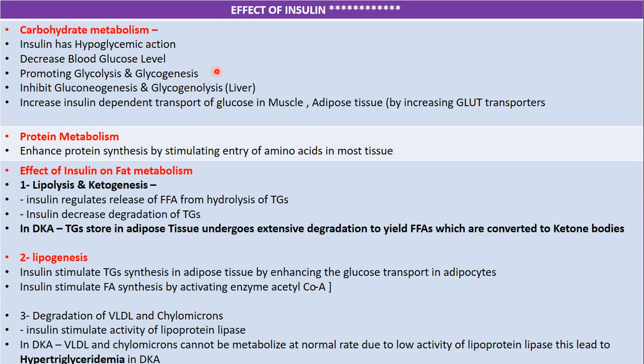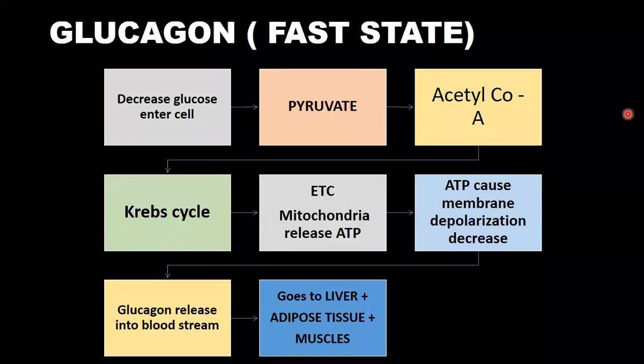For carbohydrate metabolism, we need to promote glycolysis and glycogenesis. For fat metabolism, we talk about lipolysis, ketogenesis, and lipogenesis. And ultimately, hypertriglyceridemia leads to a condition for which we are talking since long, that is diabetic ketoacidosis. Coming to our another slide, that is glucagon, which we already see works in the fasting state. So the process is similar. There is decreased glucose entry into the cell because we are in a fasting state. We are not eating anything.